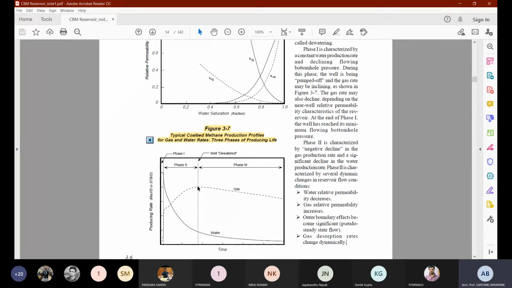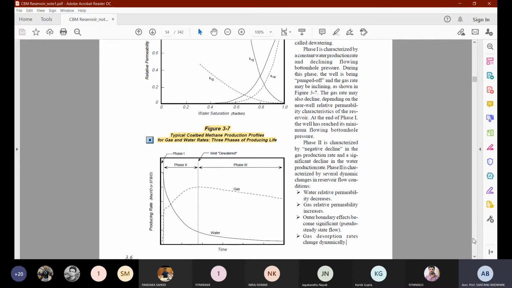And then the third phase. What is the third phase? At the end of the second phase, you can see they have mentioned that the well is dewatered. That means the total water production is coming very low. Whatever water was present there, about 80% of it is going to be reduced. Only 20% water is there, so it is assumed that at the end of phase 2, the well is more or less dewatered. Very little water will now come out, and then the third phase begins.